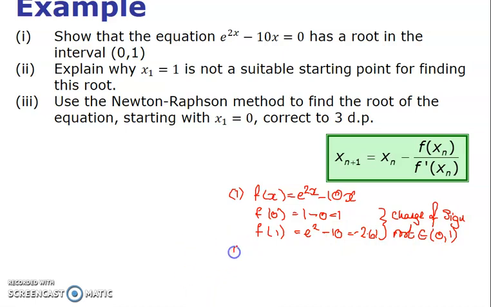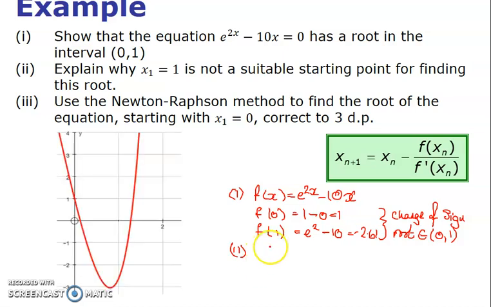Part 2 kind of goes against the obvious thing. Now that I know 0 and 1, you'd probably think, let's try 0.5 and use that with Newton-Raphson. But they're saying, that's fair enough, but what if you use 1 instead? Why won't it work? On all of these, we're just going to look quickly at the graph. What does the graph do?